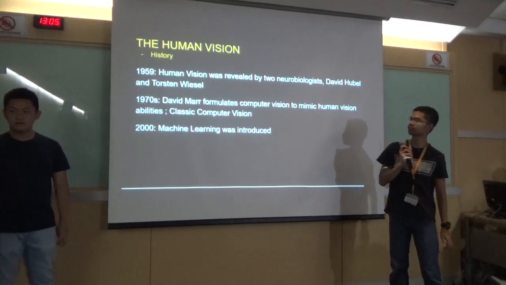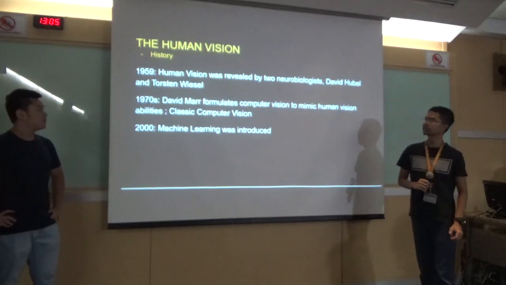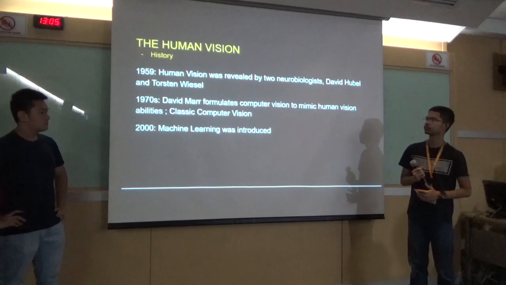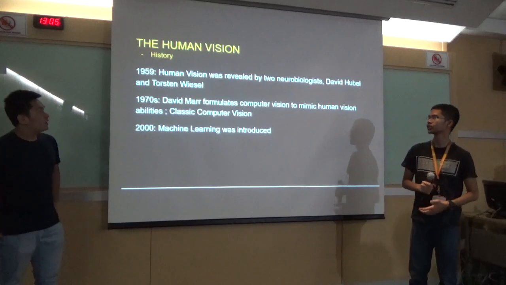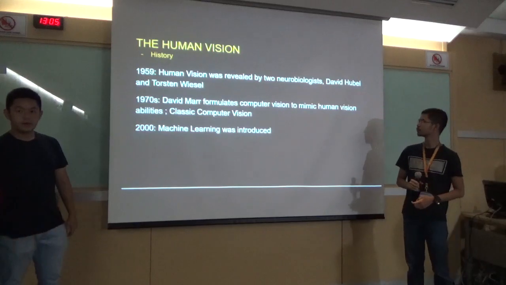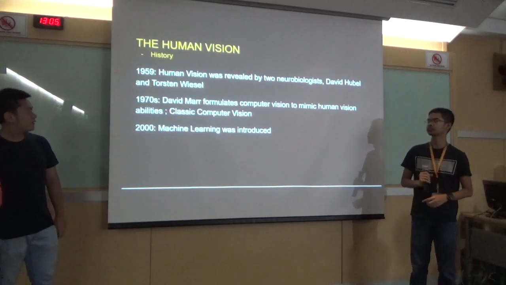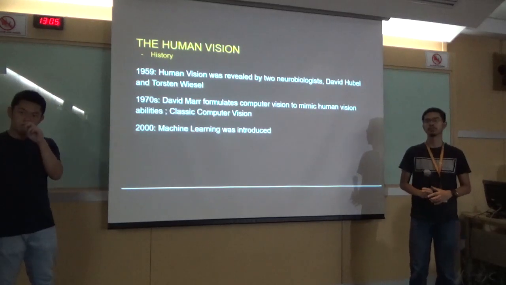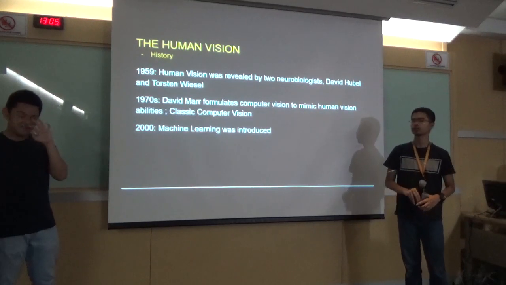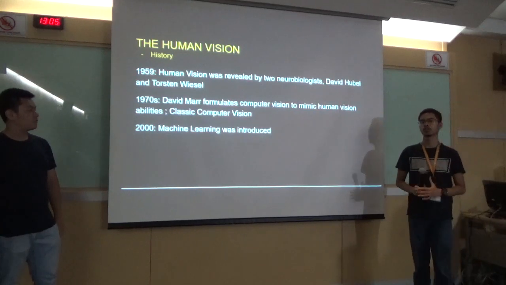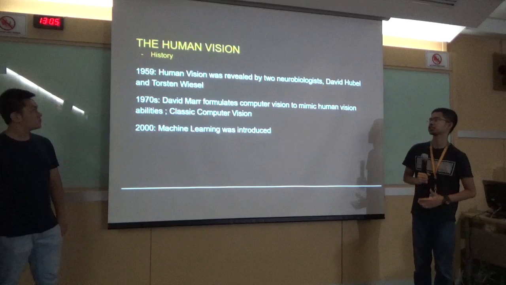So this is the history of human vision. In 1959, human vision was revealed by two neurobiologists, David Hubel and Torsten Wiesel. In the 1970s, David Marr formulated computer vision to mimic human vision, which is the basis of how computer vision visualizes human vision. And in 2000, machine learning was introduced for vision.